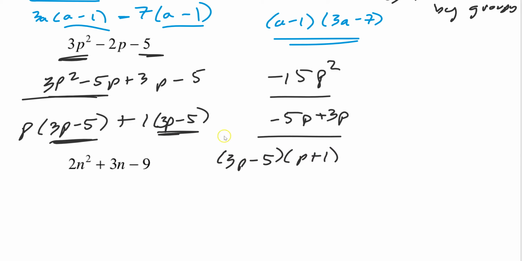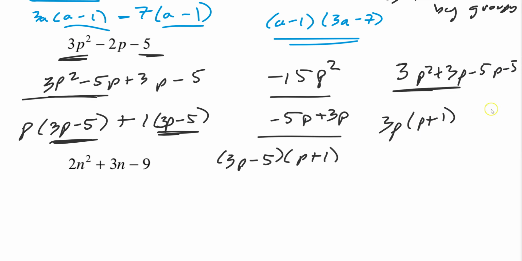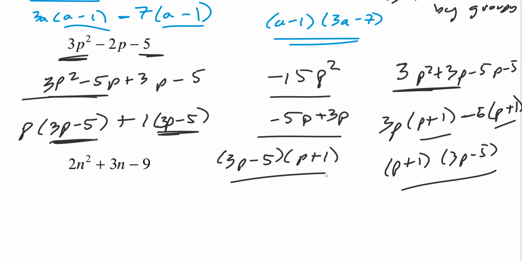And by the way, it doesn't matter if you flip these, it still factors perfectly. If I had put this one in front first, I would have gotten 3p squared plus 3p minus 5p minus 5. These factor 3p, p plus 1. Always bring down the middle sign. These have a 5 in common, p plus 1. These factor: p plus 1, 3p minus 5. The exact same thing. It doesn't matter which way you do it, you get the exact same answer. So that's the idea of how you do it.